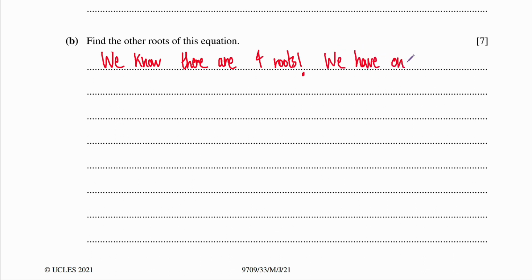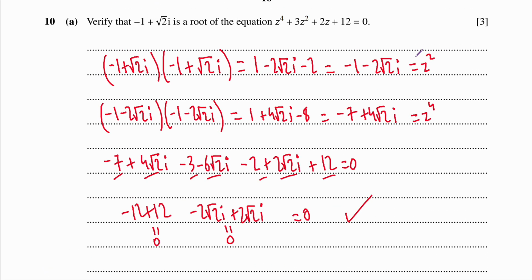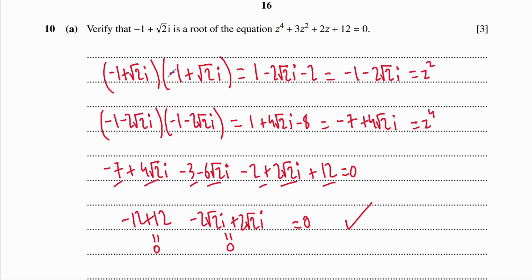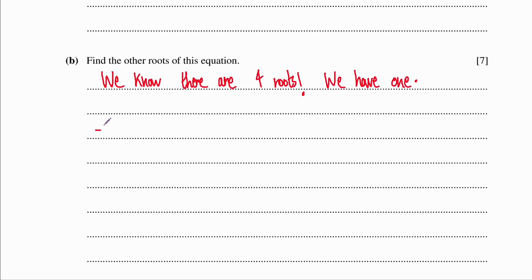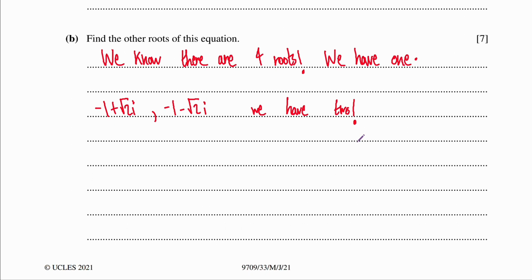But actually, since we have 1 root given, remember, the conjugate is another root. So actually, we have minus 1 plus root 2i, and we also have minus 1 minus root 2i. So we actually have 2 roots. Instead of just 1, we have 2 roots already. So now we need to find 2 other roots.